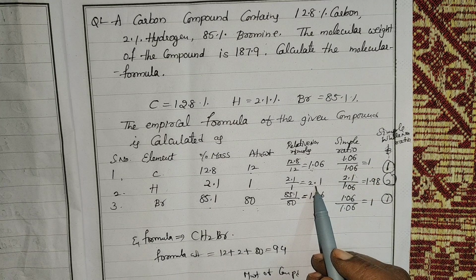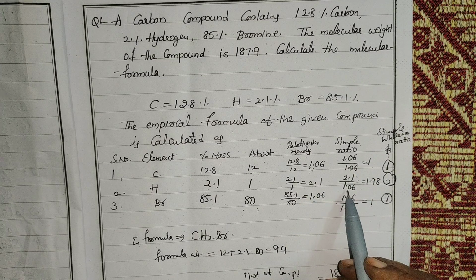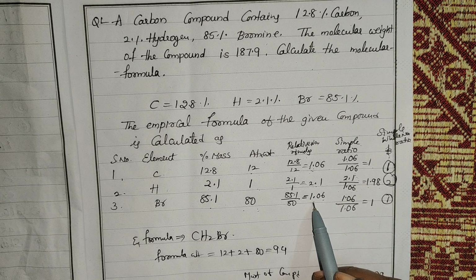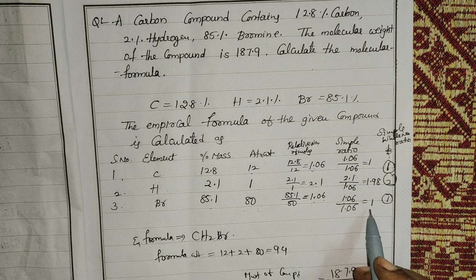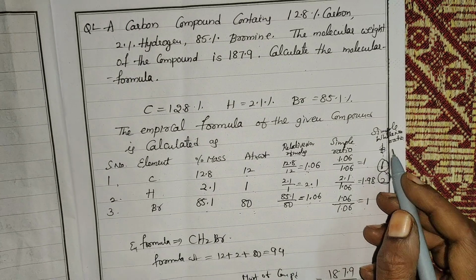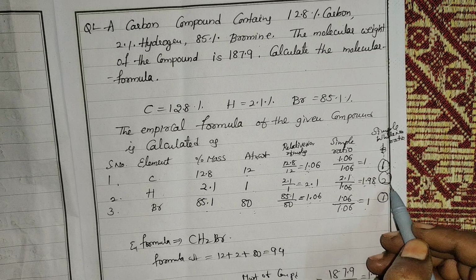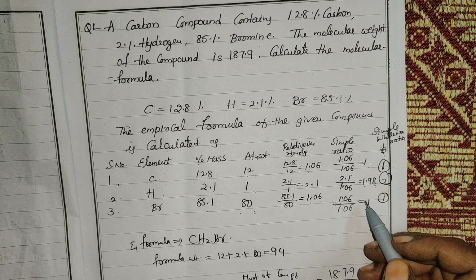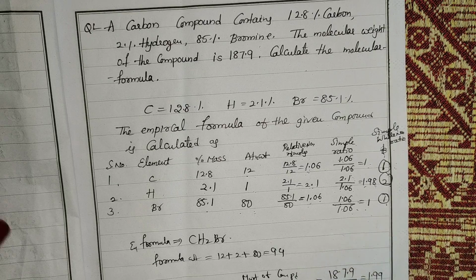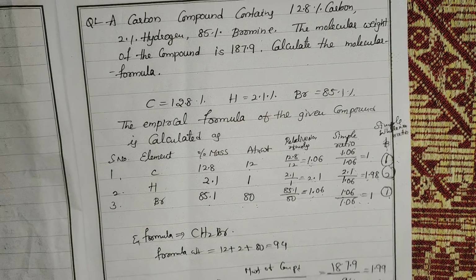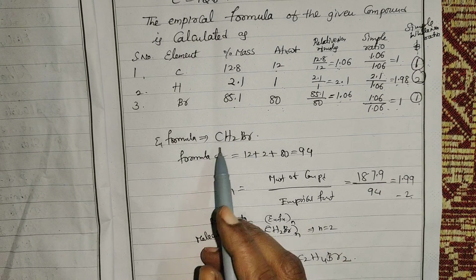Next, individual value here 2.1, 2.1 by smallest value 1.06, then we get 1.98. Next, same as it is: individual value 1.06, smallest value also 1.06, then we get 1. Okay, this is the simple ratio. So 1 is nothing but 1, same as it is. 1.98 we have to consider as 2. Next, another 1. Nothing but carbon 1, hydrogen 2, bromine 1. So CH2Br, this is the empirical formula.